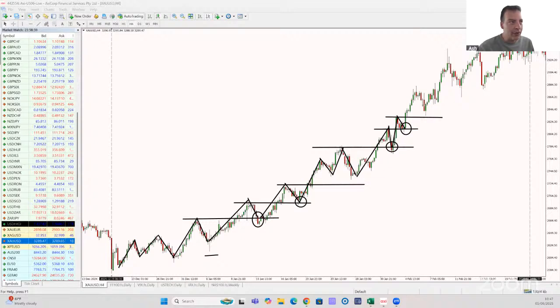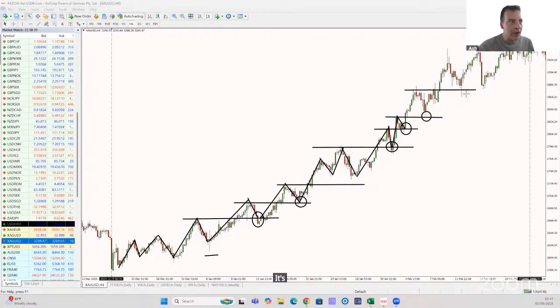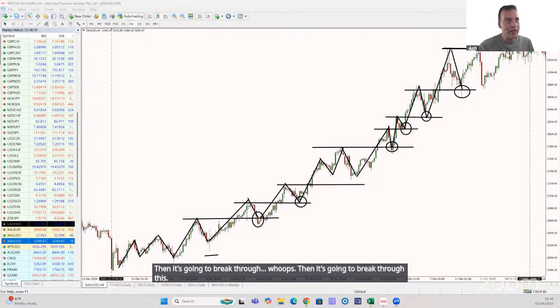And you do get your reversal bar, but you're looking to trade it there again. It's got to break through there to create the higher high. And it goes up, comes back, goes up, comes back, right on the level again. There's your trade. Then it's got to break through this, which it doesn't really do very successfully.